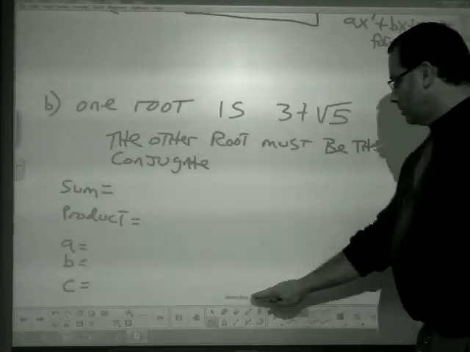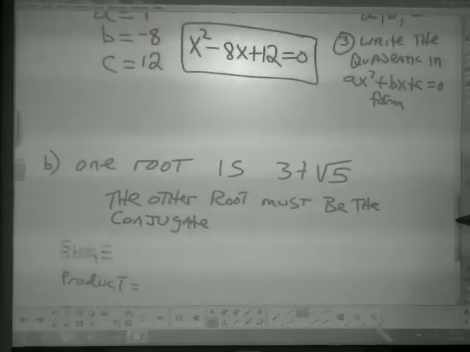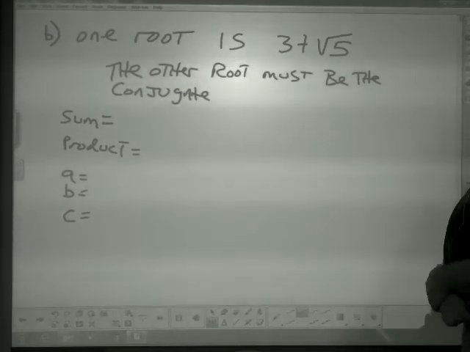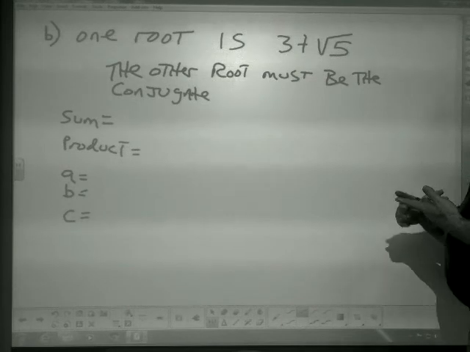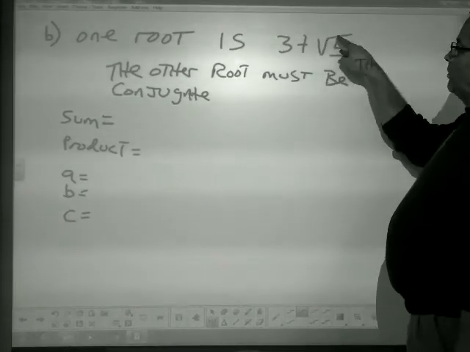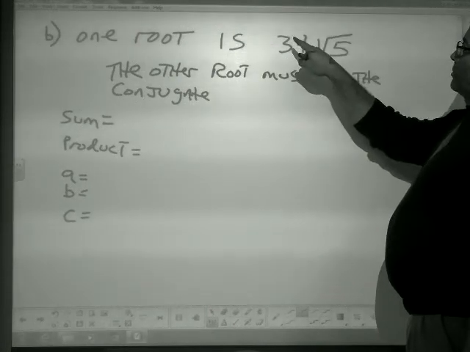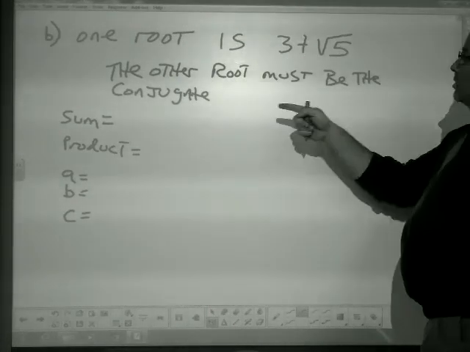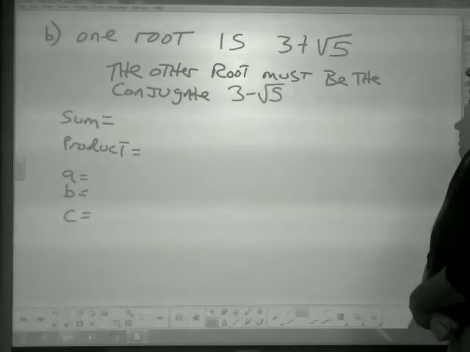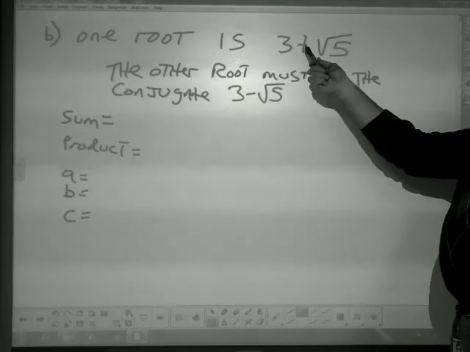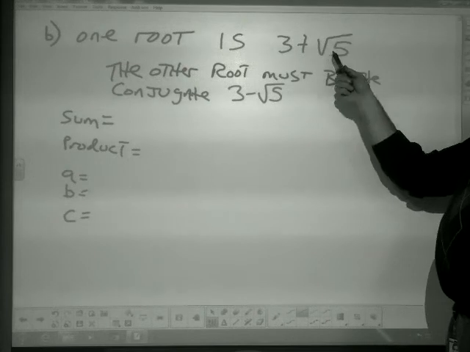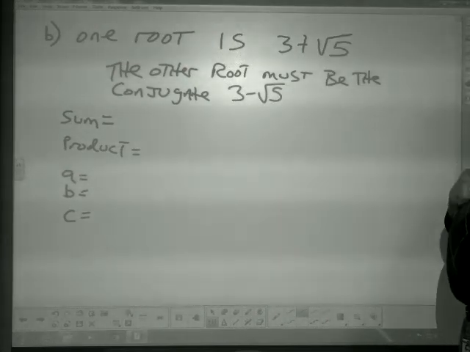Last one to look at. This is really neat. So they give me one root, 3 plus radical 5. Well, if we remember the quadratic formula, it goes x equals opposite b plus or minus the square root of. So if one answer is 3 plus this, the other root must be the conjugate, 3 minus radical 5. They're going to expect that you know that if one root is 3 plus this or 3 plus i or whatever that deals with square roots, the other is the conjugate.